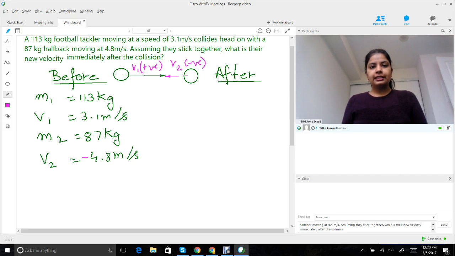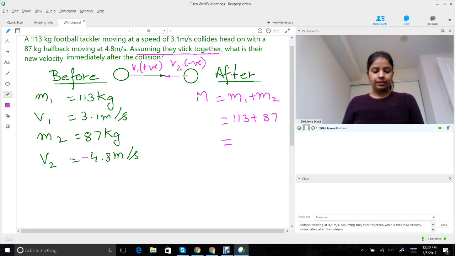After the collision, they stick together. So our mass is the total mass, which would be M1 plus M2, and that should be 113 plus 87. If someone can give me the answer, what would that be? That's perfect, 200 kg. Is there any other information that's given to us? No. Okay. Now that's given.